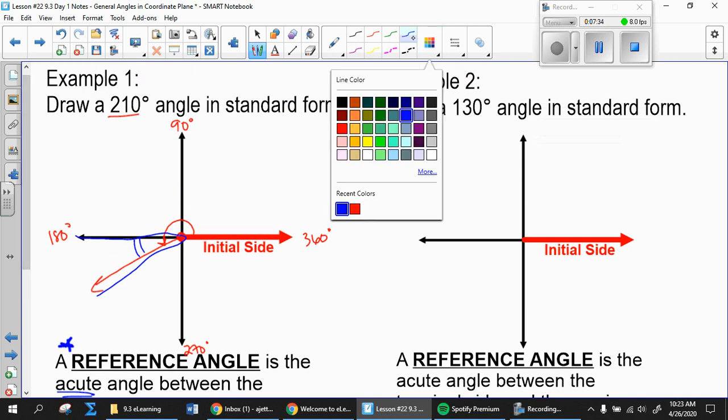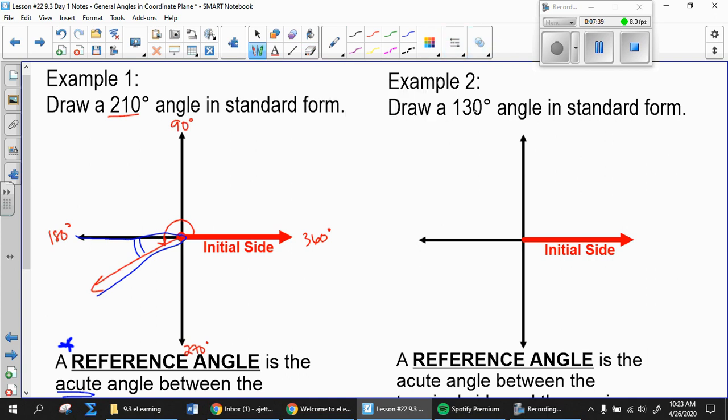All right, let's look at this next example. So we have 130 degrees. Again, it's positive, so I know I'm going counterclockwise. Here's my 90. Here's my 180. So I know I'm going past 90. I'm not making it to 180. So I'm going to rotate exactly 40 degrees past 90 degrees. So right here, again, show your direction that you're rotating. Show that you're going the positive, counterclockwise direction.